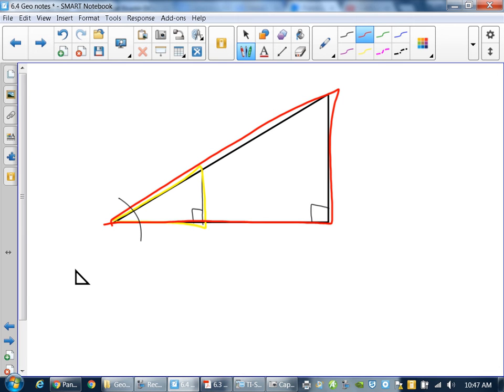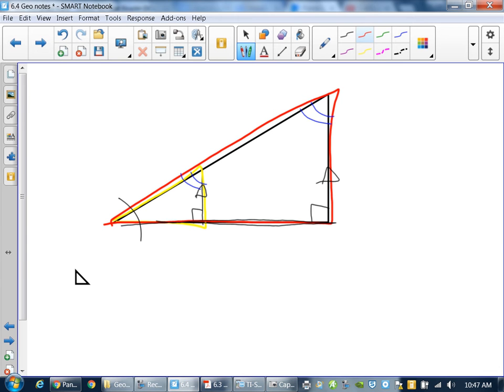Also, since these guys are both perpendicular to the same line, that means they have to be parallel to one another. Remember how we did that? Perpendicular lines: if you're perpendicular to the same line, you're parallel to one another. That also creates corresponding angles here and here.